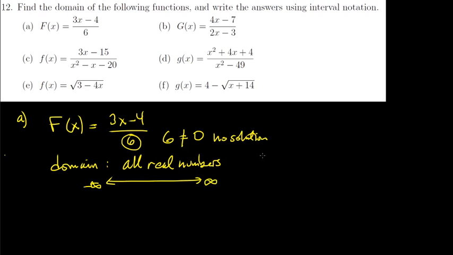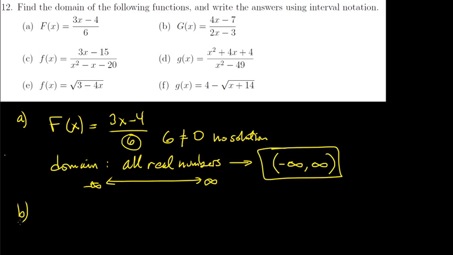So in interval notation, the way we express all real numbers is the following. We use parentheses, negative infinity to positive infinity. And that's the answer for part A.